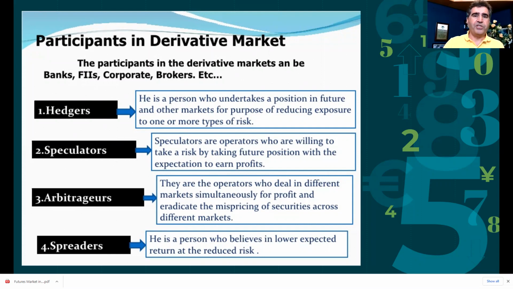So futures are also a derivative. And basically, the participants in this derivative market are mostly the institutions, the commercials, the banks, the FIIs, which are the foreign institutions that invest. They are not domiciled in whatever country it is. So there are foreign investors, the corporates, the brokers. So there's a lot of different types of people who are involved in the derivative markets.